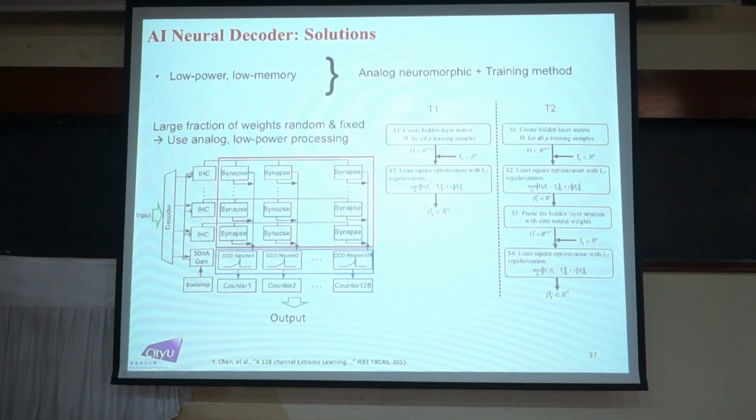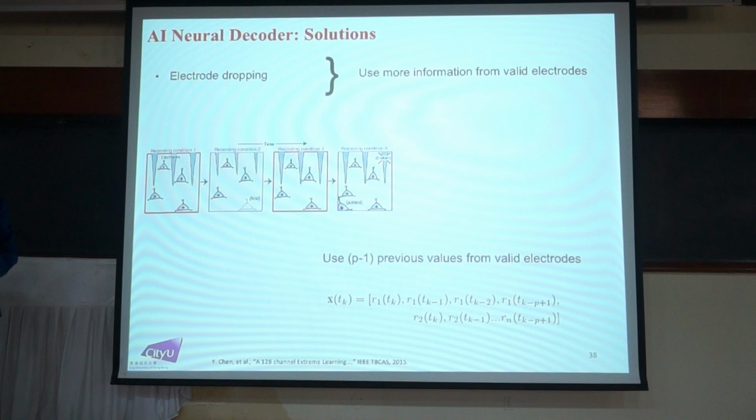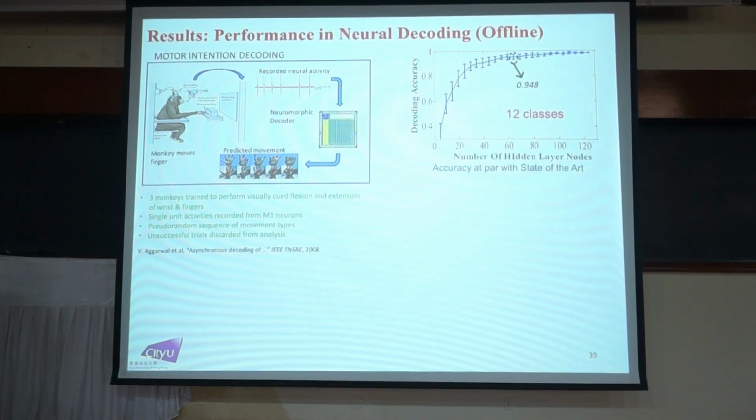And then we did some other co-design tricks in the training to induce sparsity in the hidden layer. I talked about this electrode dropping over time. To counter this, we also did some algorithmic tricks for the electrodes from which we are getting data. We also used time delayed data from the past to increase the dimension of the input going into the decoder.